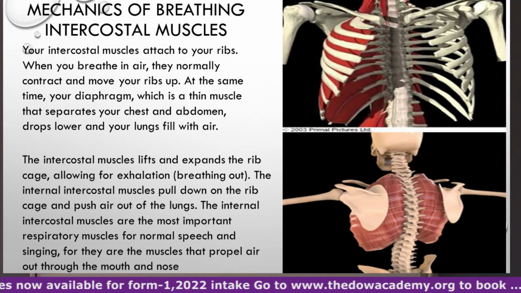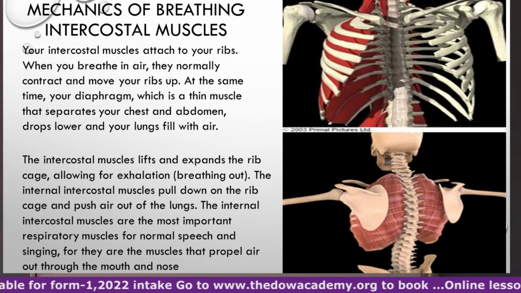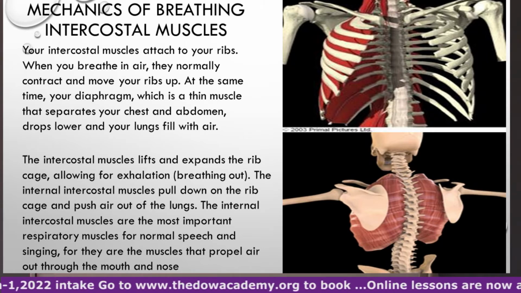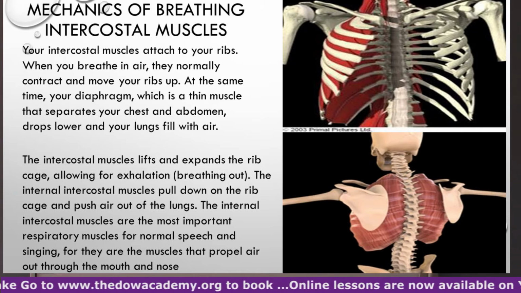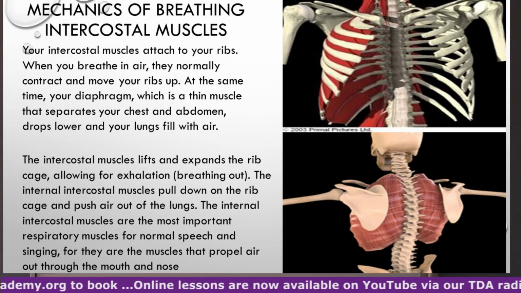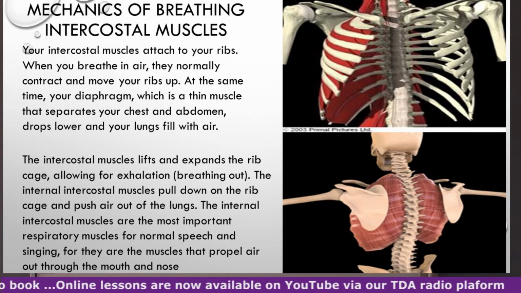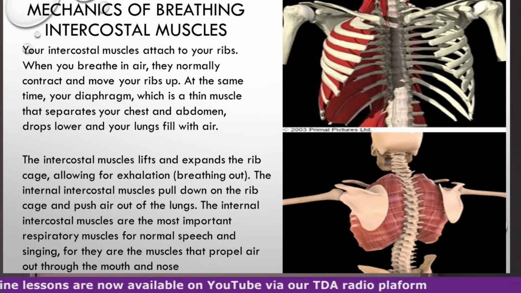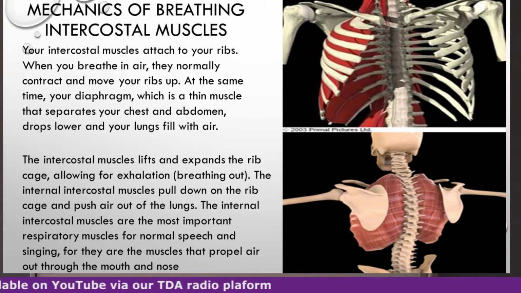Now, these intercostal muscles are a sheet of muscles which cover the rib cage all around, from the chest to the back. Your intercostal muscles attach to your ribs. When you breathe in, they normally contract and move your ribs up. At the same time, your diaphragm, which is a thin muscle that separates your chest and your abdomen, drops lower and your lungs fill with air. Now, we'll discuss more about the diaphragm after this.